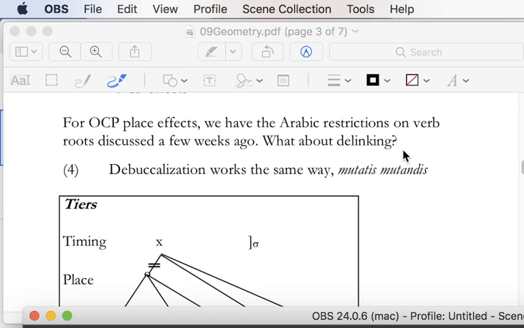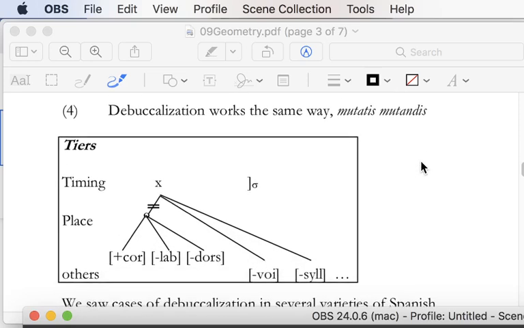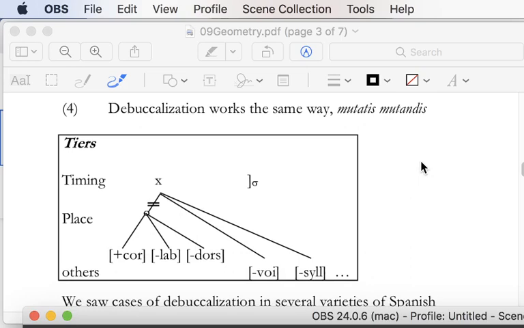So this is precisely what we'd be looking for, an OCP pattern that targets not just coronal, not just labial, and not just dorsal, but all of them, all major place features. So we already have evidence for, again, the place node in feature geometry. We also have evidence from OCP effects in Arabic. What about delinking? Well, this should look familiar by now. Again, debuccalization patterns that we've looked at work the same way, changing what needs to be changed.